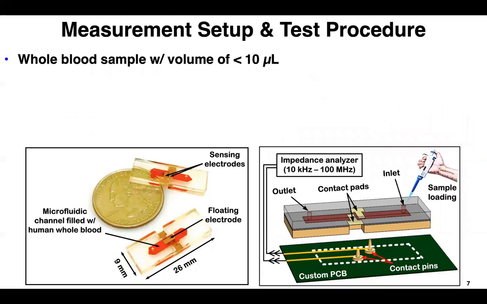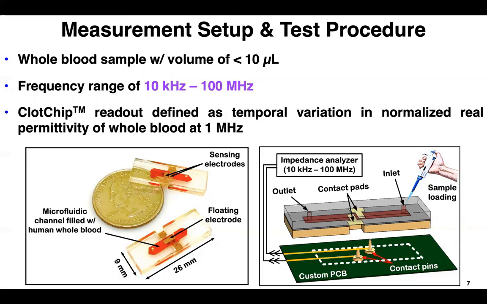Shown here is a picture of the measurement setup and test procedure. We used an impedance analyzer to characterize and record measurements from a frequency of 10 kHz to 100 MHz, and the impedance analyzer recorded a measurement every 10 seconds for a duration of 30 minutes. A micropipette was used to deliver human whole blood into the microfluidic channel, and the sample volume inside the microfluidic channel was 9 microliters. The entire experimental setup was recorded, and the experiment was performed at 37 degrees Celsius.